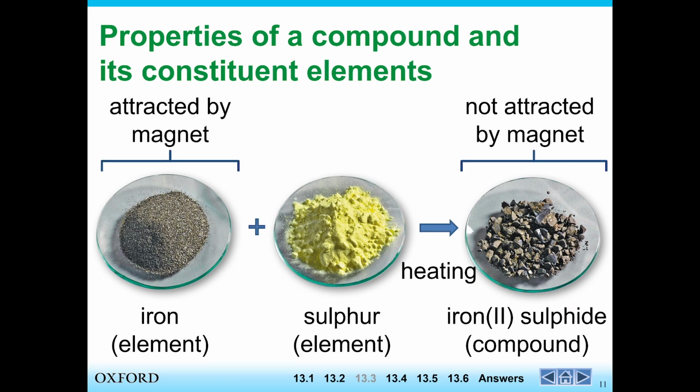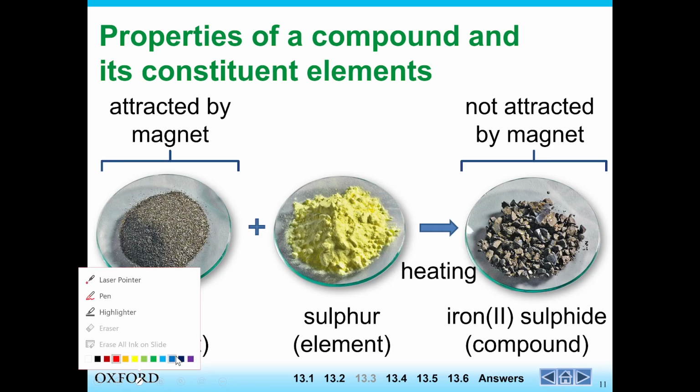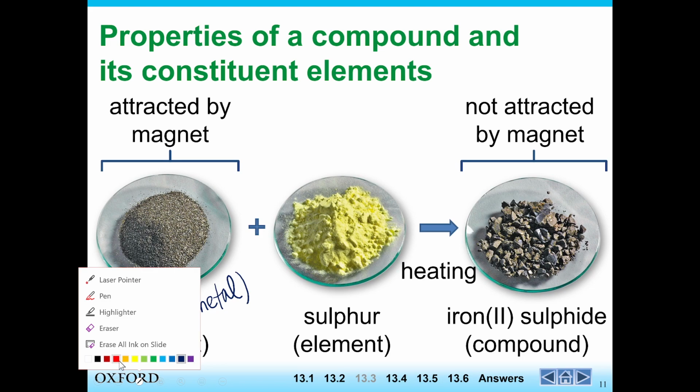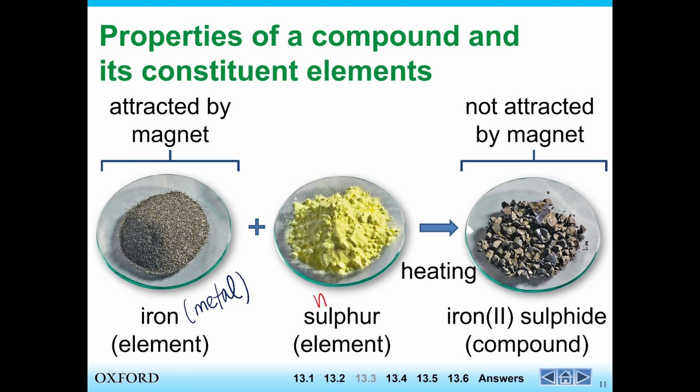Also, when you do certain experiments on it, only the iron, which is obviously the metal, will be attracted by the magnet. It'll be attracted by the magnet. This is the metal. Sulfur, because it's a nonmetal, is not attracted by the magnet. We know that because nonmetals don't have this property. They're not going to be attracted by it. Also, the compound is not going to be attracted by the magnet.